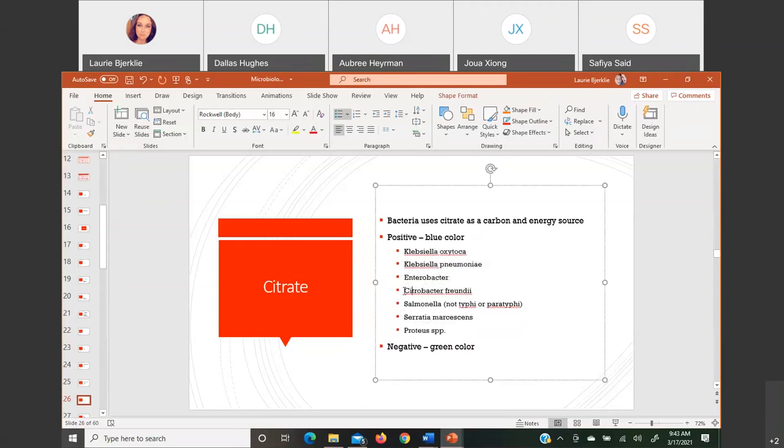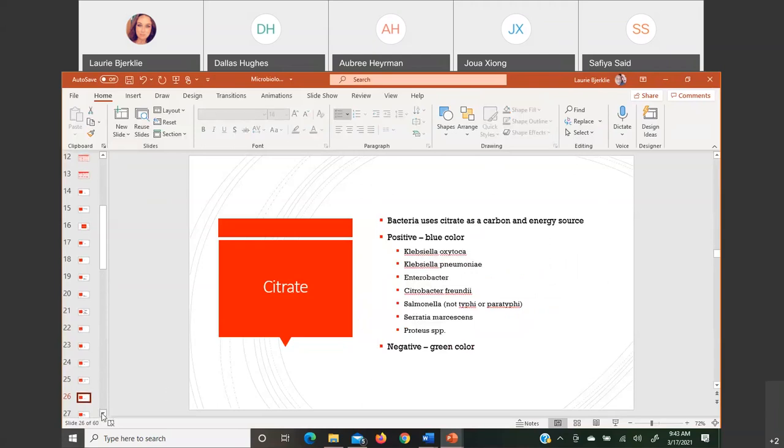Citrobacter, that one should be easy. It has citro right in the name. Enterobacter, a couple Salmonellas, not all of them, and Serratia are all citrate positive. Flashcards are a great thing to use here, by the way. I know, it's a lot of memorization. Or if you can come up with a saying, that might help too.